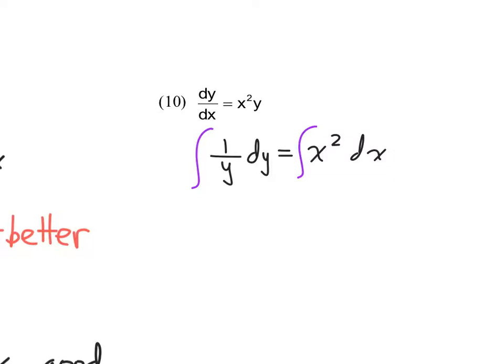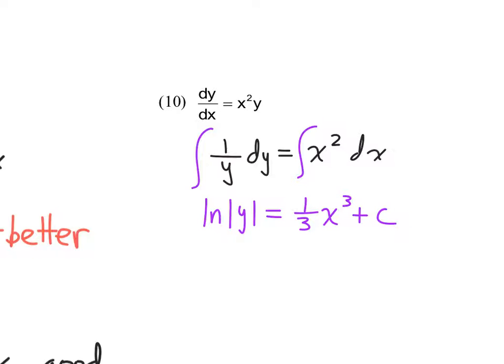Integrate, integrate. Natural log y equals 1/3 x cubed plus c. All right. We want to solve for the variable that it makes most sense to solve for. In most cases, that's y.